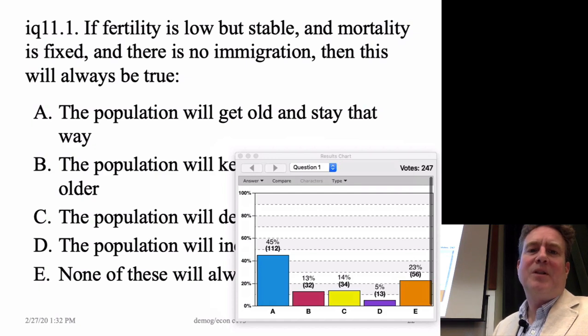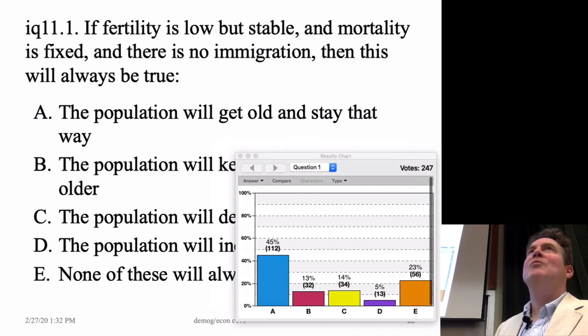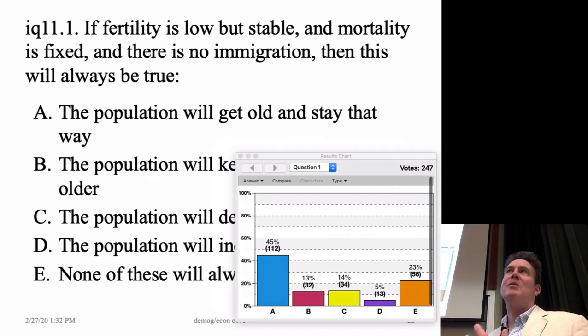If you've got low but stable fertility, in other words, it's not falling further, and mortality is also fixed and there is no immigration, then this will always be true. The population will get old and stay that way. And you might wonder, what do I mean by get old and stay that way? It's describing what the population shares look like. So the oldest age group has a stable population share, and it's large, but it stays that way.